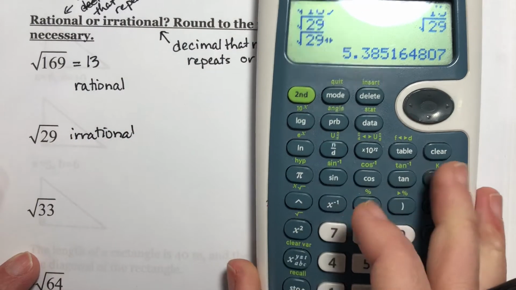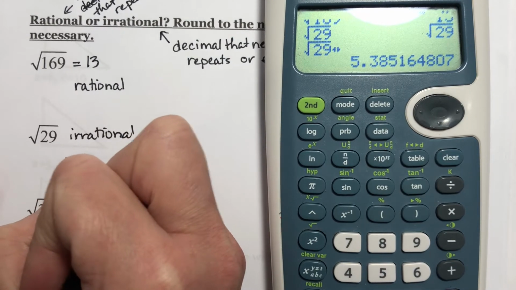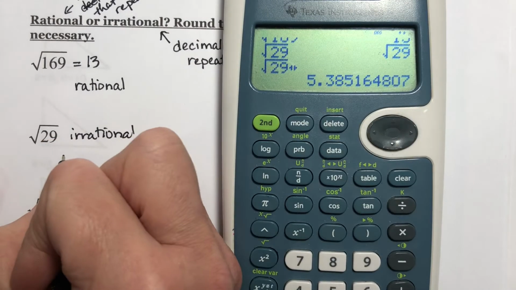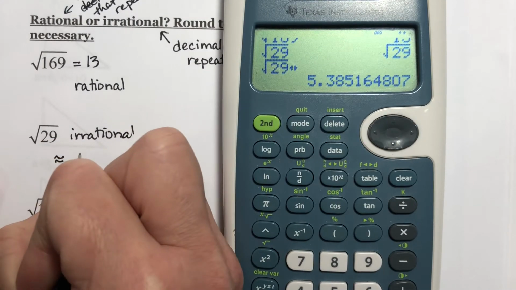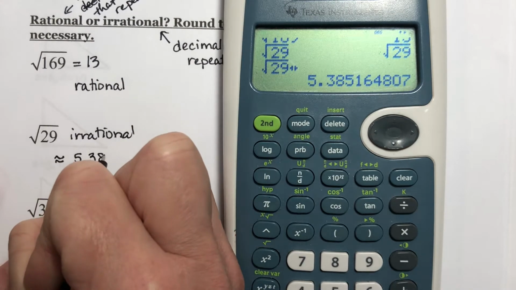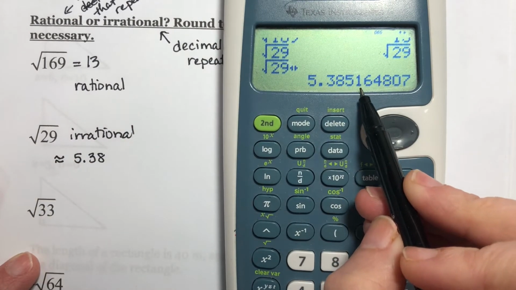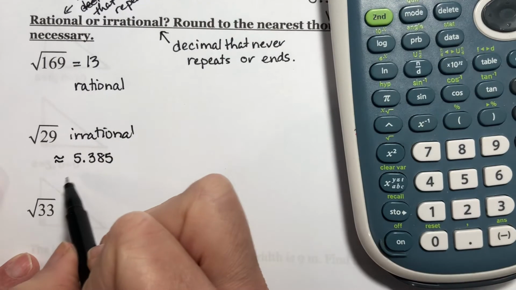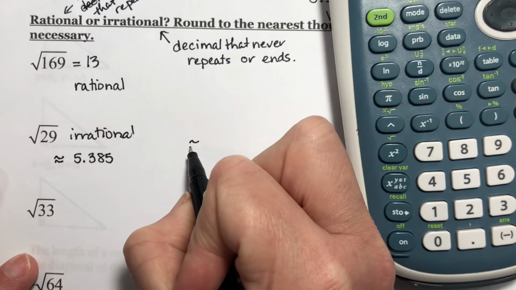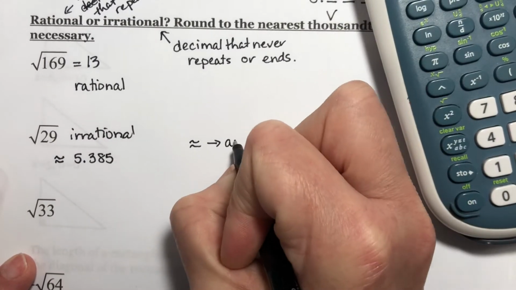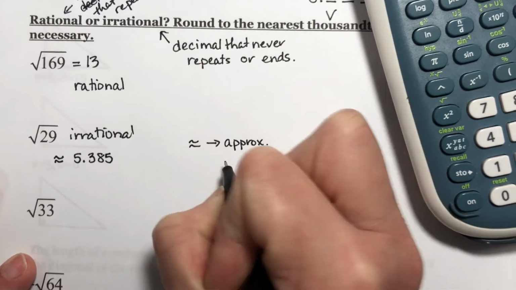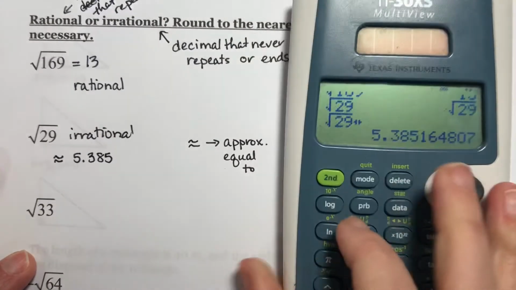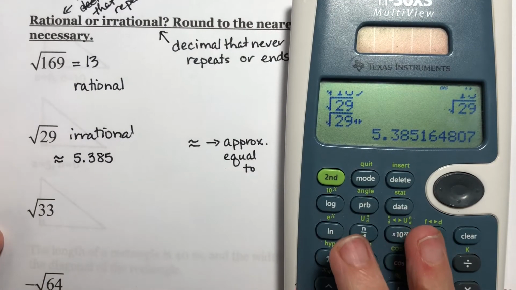And we want to round it to the nearest thousandth. So that's going to be 5.38, 5, and I'll look at the 1. The 1 says the 5 stays the same. So this squiggly equal sign means approximately equal to. It's just an indication that we've rounded something. It's an indication that our answer is not precise.